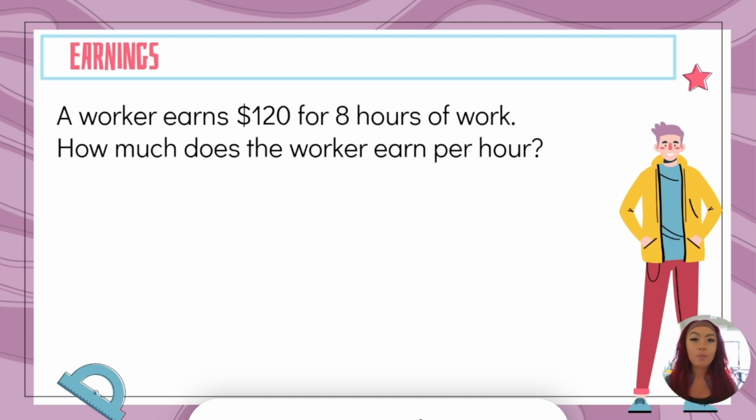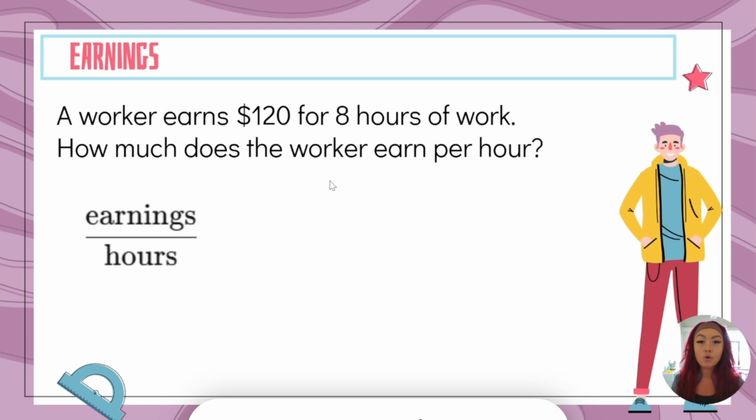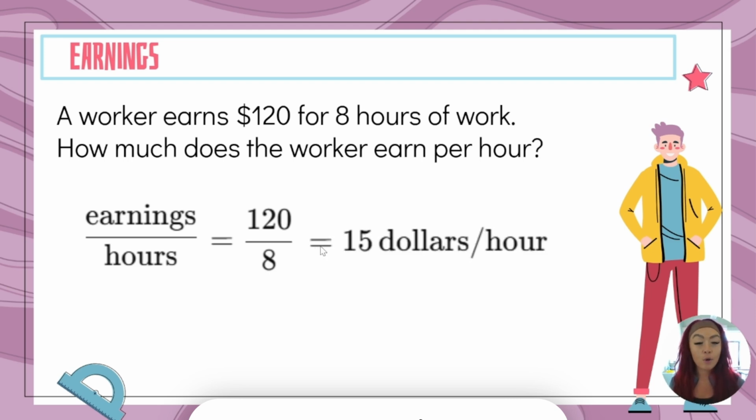So now let's look at a problem about earnings. A worker earns $120 for 8 hours of work. How much does the worker earn per hour? So the ratio that we have to set up here is earnings over hours. So the worker earned $120 in 8 hours. So our ratio will be 120 over 8. Simply just do the division at this point and you'll get $15 per hour.